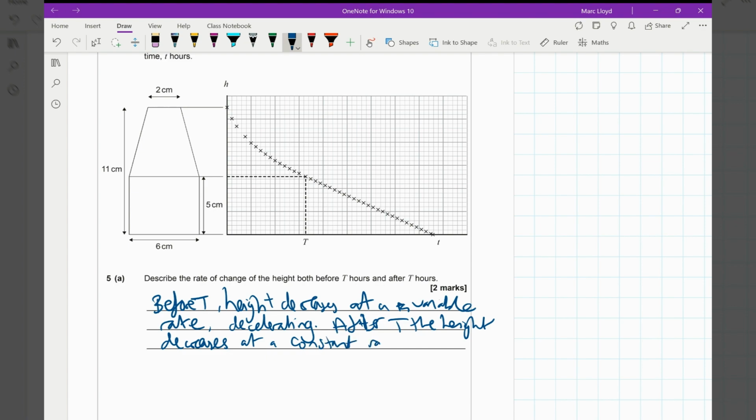rate. So effectively, it wants you to mention that it's a variable rate to begin with until it gets to t. And that's when we've just got a plain cylinder, so it will go down at a steady rate after that, a constant rate. Okay, part B.